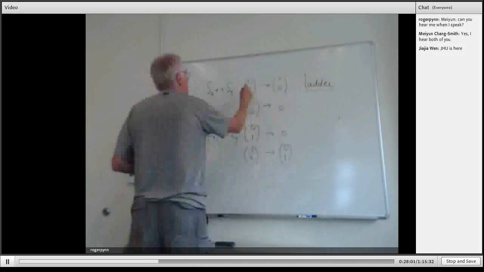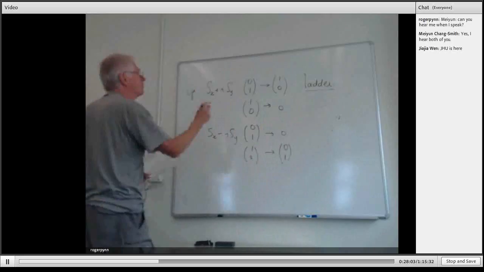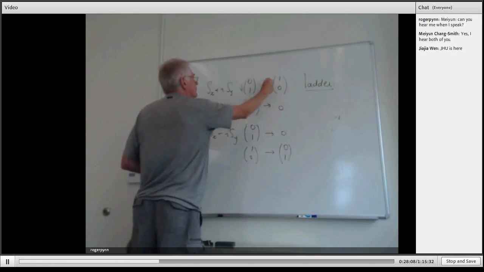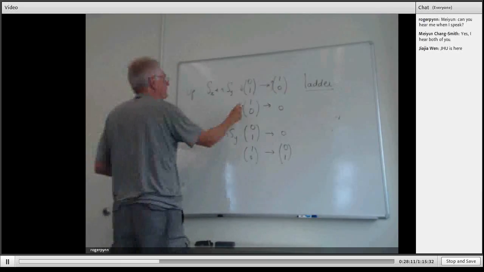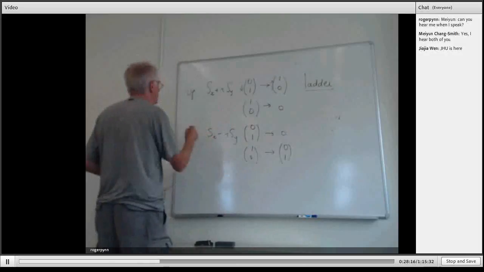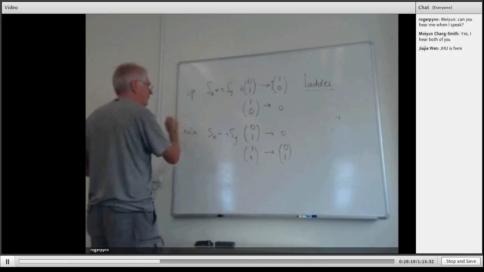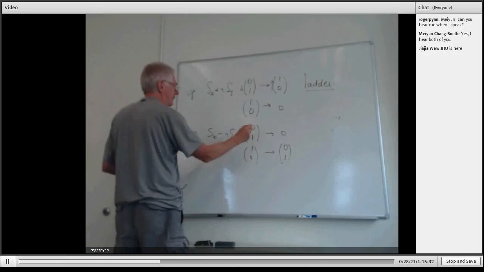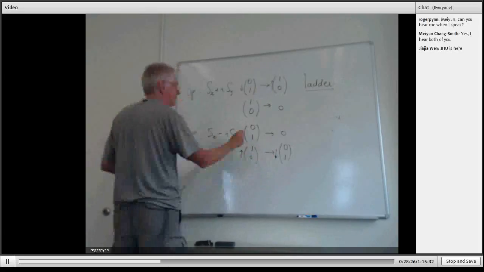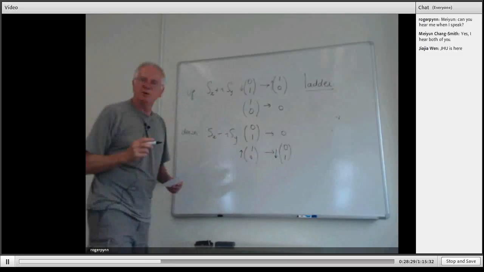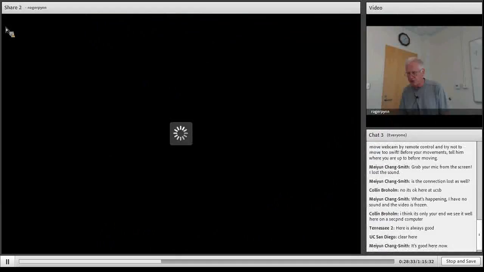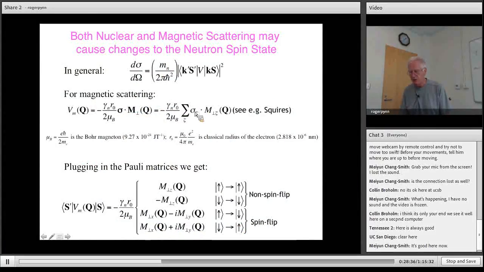This one is what's called an up ladder operator. It takes the down spin state and makes it into an up spin state. If you apply it to an already up spin state, there isn't another state above it, so it gives you naught. This is a down ladder operator. It takes the up state and makes it into a down state. If you apply it to the down state, it gives you 0 because there isn't a state below that. These are the matrices in here, which is what I just did on the blackboard.